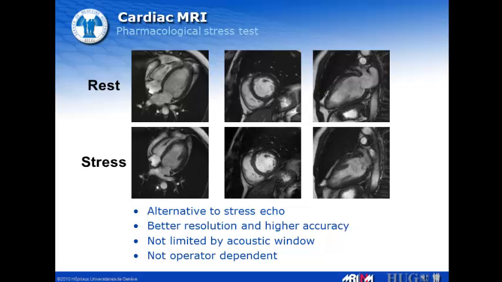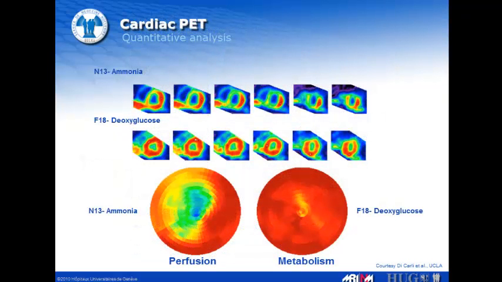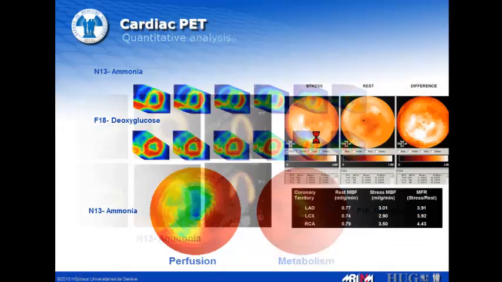MR with pharmacological stress is an alternative to stress echo, which has a better resolution and a higher accuracy. It is not limited by an acoustic window, and a big advantage is that it is not operator dependent. On the other hand, we have cardiac PET with full quantitative analysis, for example, here in a patient with a defect in the anteroseptal wall in perfusion, and a nice mismatch which is still viable, and so this patient may profit from intervention in this area.